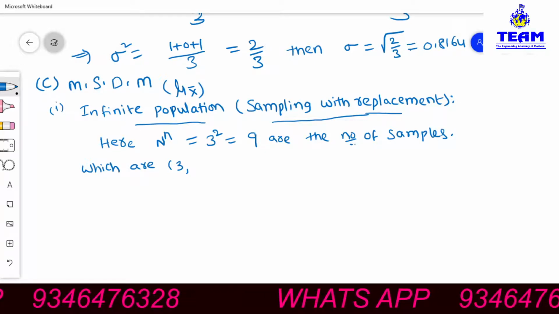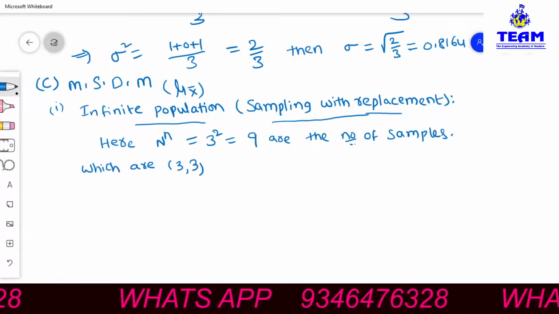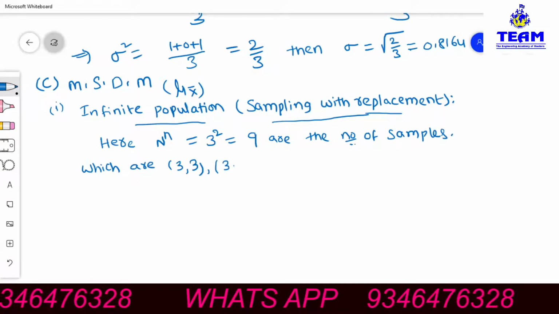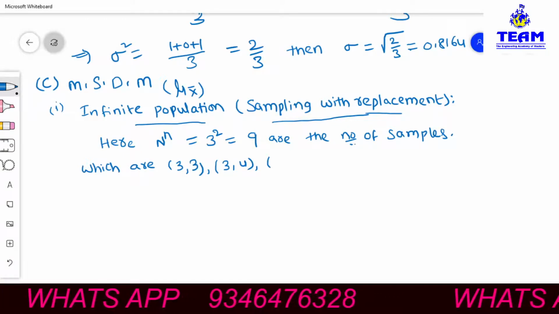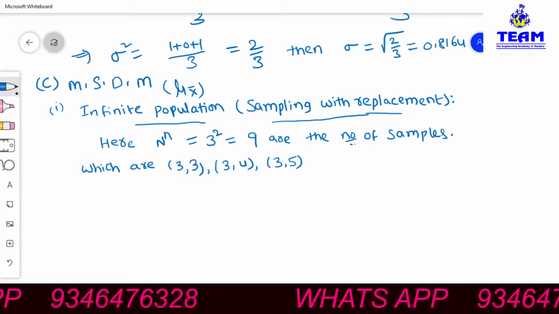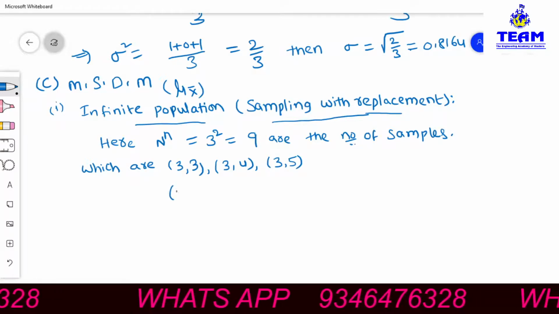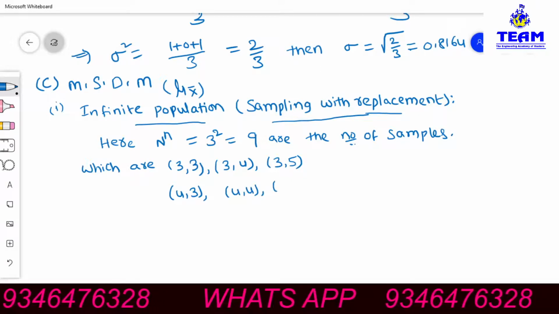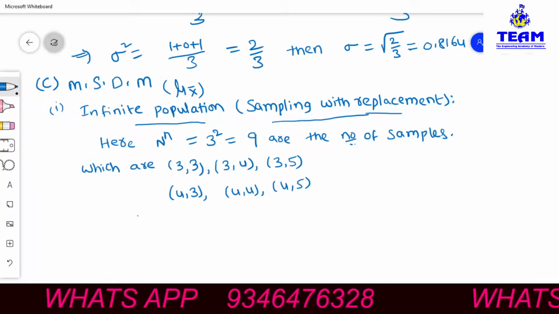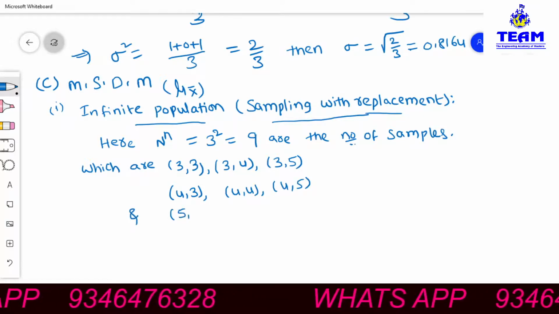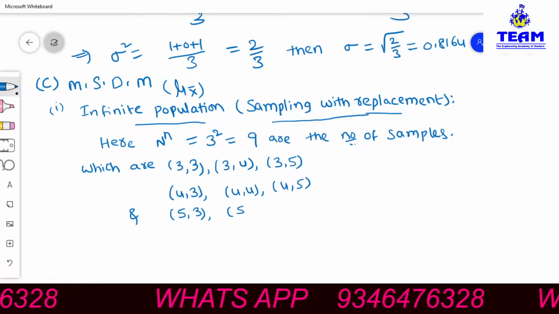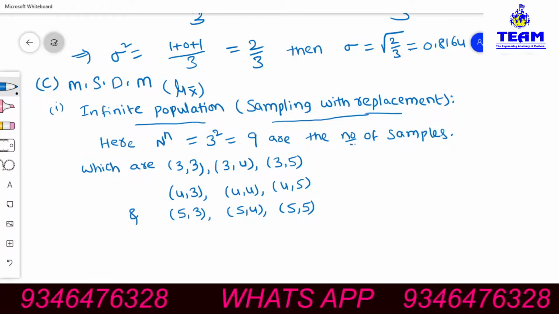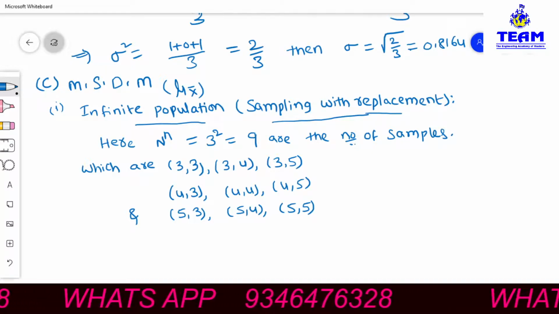The samples are 3, 3. Why? Because it is a sampling with replacement case. That means 3 is replaced again, 3, 3, and 3, 4 and 3, 5. Similarly 4, 3, 4, 4, 4, 5 and 5, 3, 5, 4, 5, 5. These are the 9 samples, each of sample size 2.